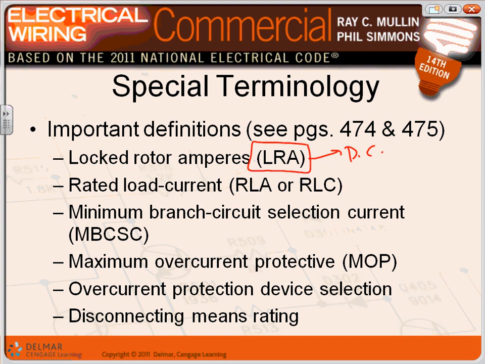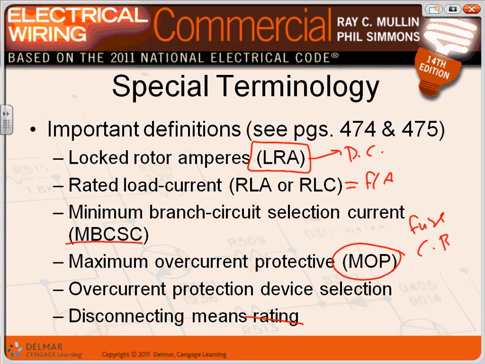Rated load amps or current is equivalent to the full load amps of the equipment. Minimum branch circuit selection current: because this is a special system, they run them under experiments, guys, and they give a value. They call it minimum branch circuit selection current that you can use to select your fuses and circuit breakers. So it's similar to the rated load amps. Maximum overcurrent protection device is where you put your fuse or your circuit breaker directly. They might sometimes give you a disconnect means rating.